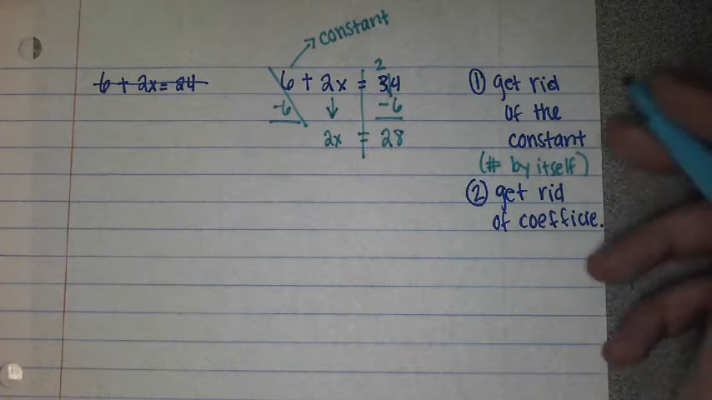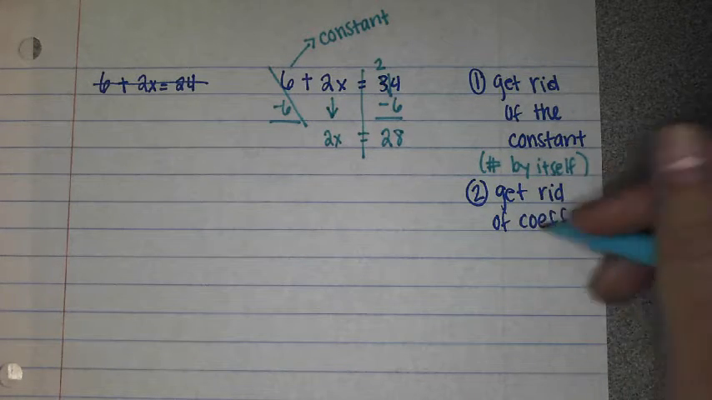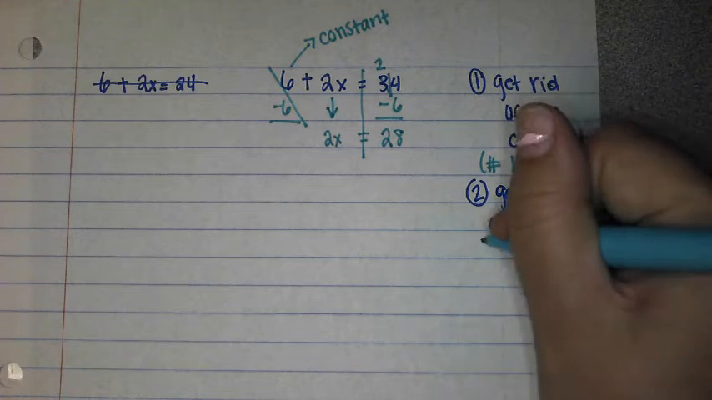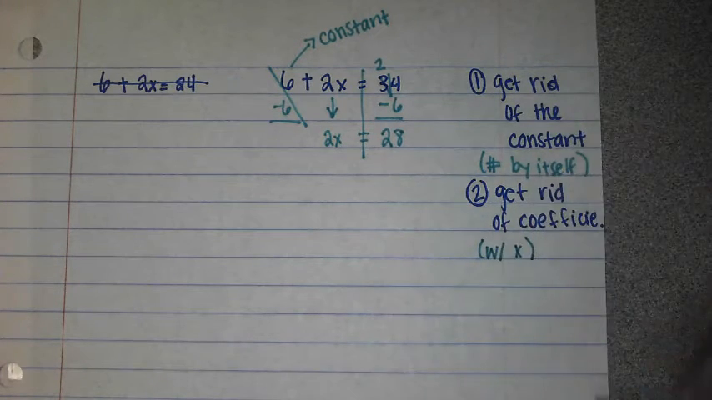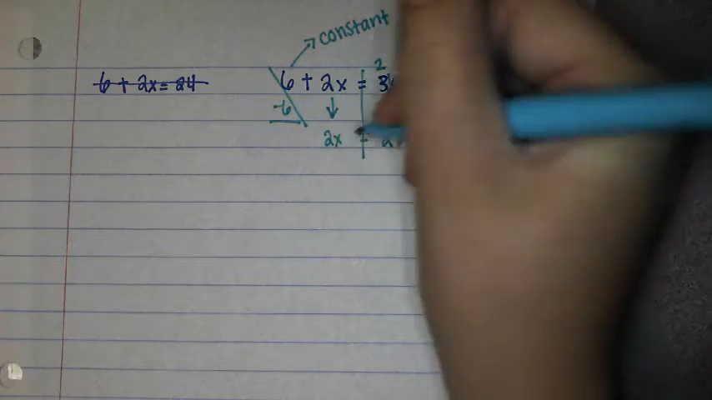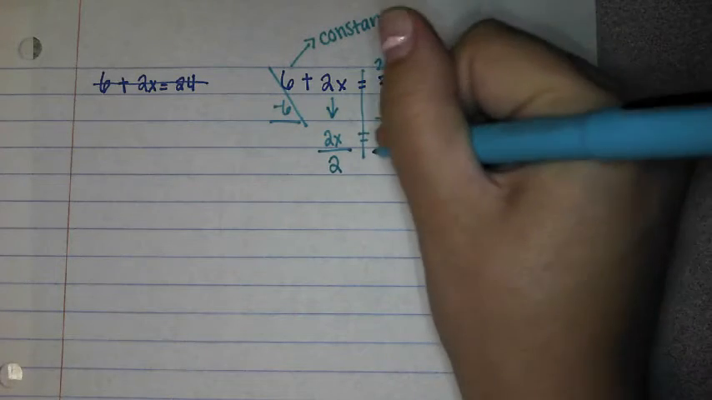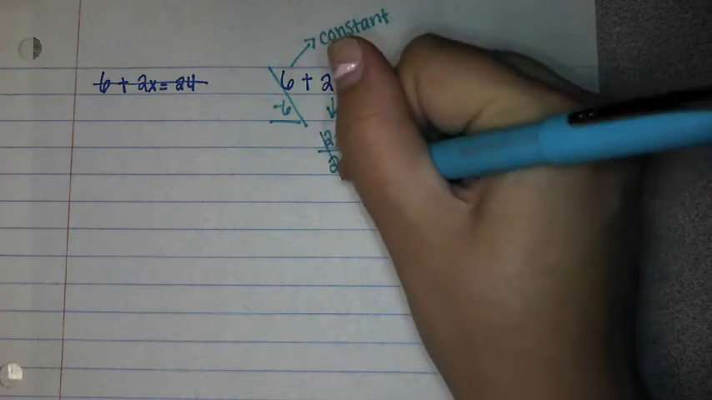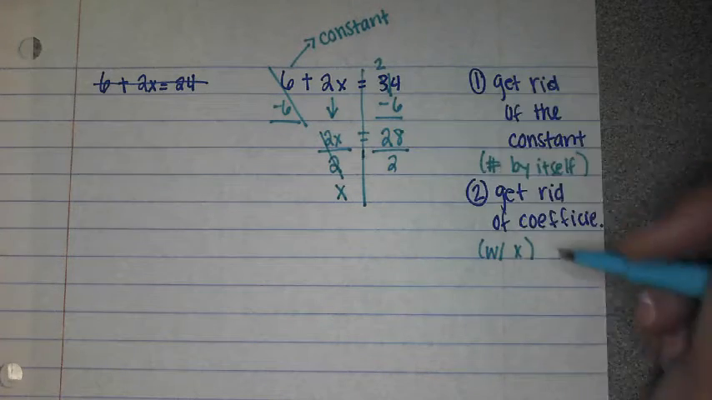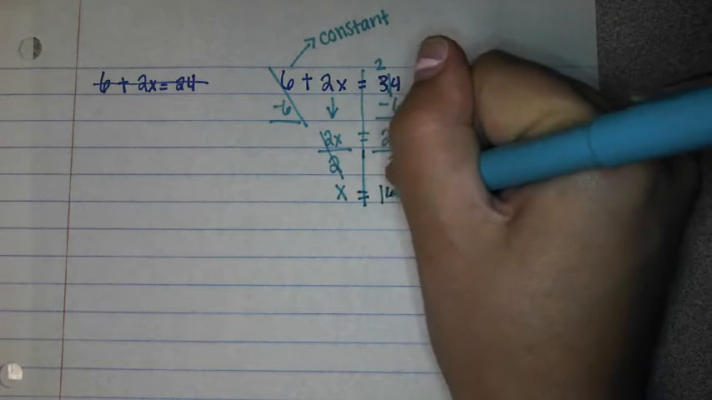The next thing you want to do is get rid of your coefficient. That's the coefficient, and the coefficient is with x. The number with the x is the 2, so I want to get rid of that 2 by doing the inverse. The inverse of this is division because 2 and x are multiplying. So that cancels out and gets me x. And 28 divided by 2 is going to get me 14. So this is my answer.